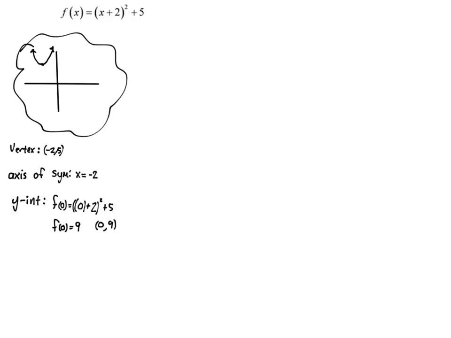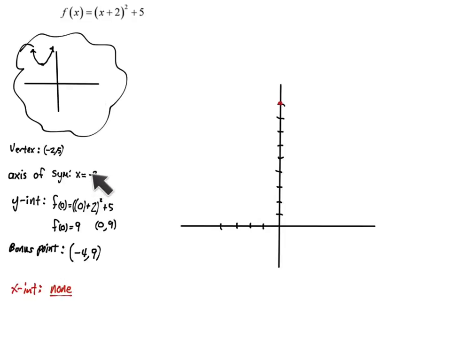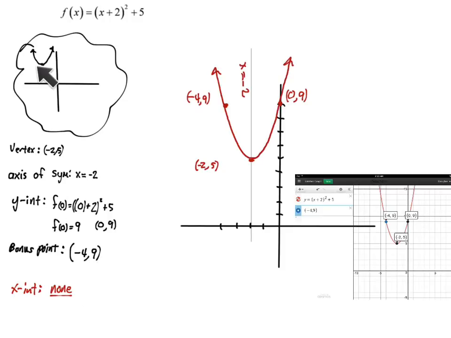So we have the y-intercept at (0, 9), which means we also can identify a bonus point at (-4, 9), because the axis of symmetry is -2. If we double that, we have our bonus point. And there are no x-intercepts because I can see there are no x-intercepts. So what I do is I take the 3 points that I found, the y-intercept, the bonus point, and the vertex, along with the axis of symmetry, and I use that to draw my parabola.